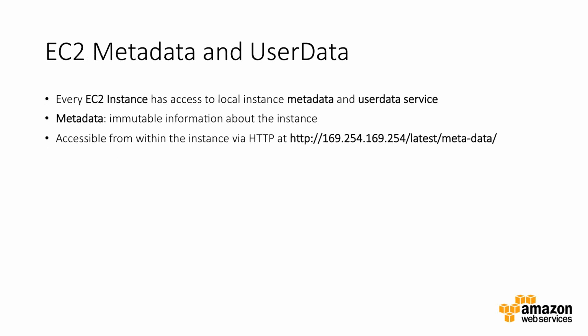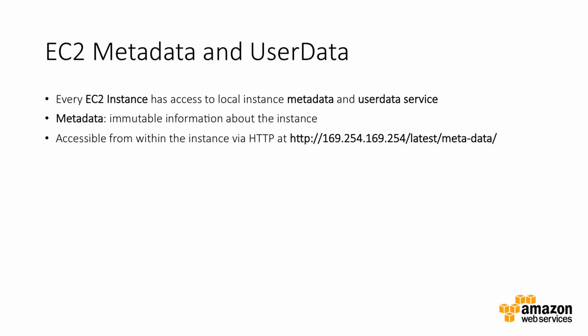To maximize use of bootstrapping with AWS, you should know and understand what we call metadata and user data of the EC2 instance. Every EC2 instance has access to local metadata and user data services. Metadata is basically information about that specific instance. It's accessible only from within the instance, and it's a common URL for all instances, which is http://169.254.169.254/latest/meta-data. So if you go to any EC2 instance right now and curl this particular URL, you would get the metadata about that particular instance.